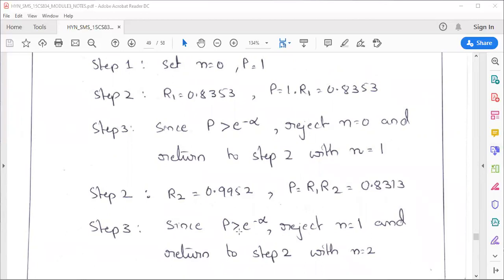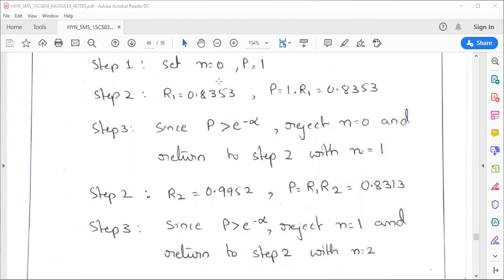Once again, I have to check whether p is less than e power minus alpha or greater than e power minus alpha. If p is greater than e power minus alpha, what will I do? I will reject n is equal to 1, and return to step 2 with incrementing the value of n. So n is equal to 2.